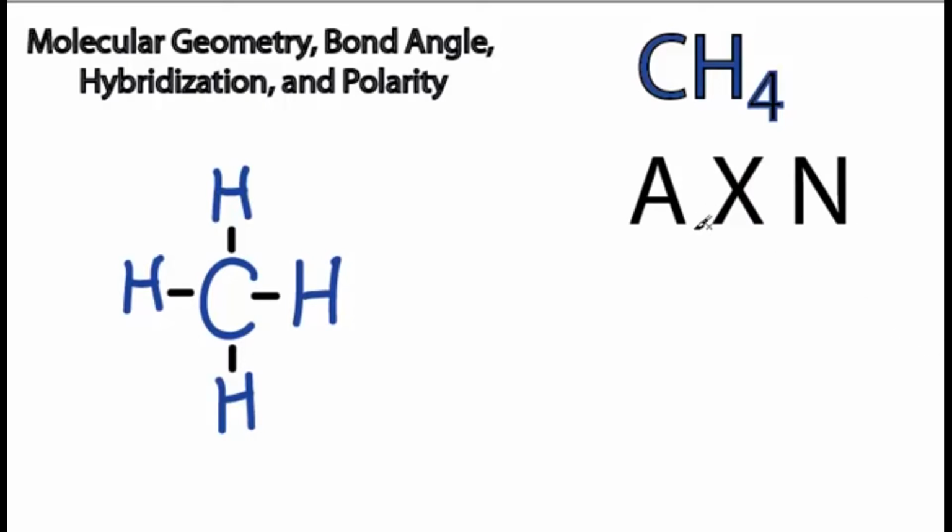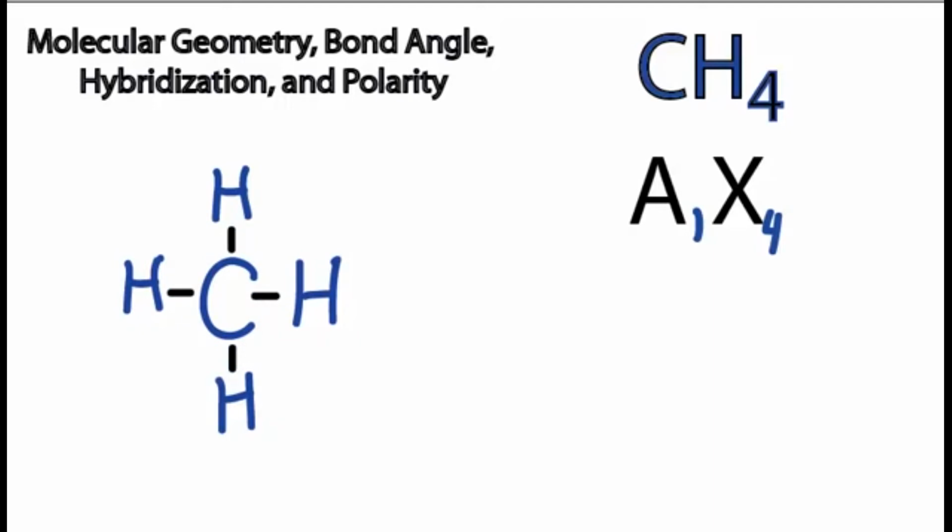So here, A is the main atom, the one we're interested in, and that's carbon. We have one of those. X are the atoms bonded to the atom of interest, the carbon. So we have 1, 2, 3, 4, where these lines represent the chemical bond. So we'll put a 4 right here. And N represents the non-bonding electron pairs. Well, all the electron pairs are used up, so we don't have any non-bonding. We can just get rid of that. And that leaves us with AX4.